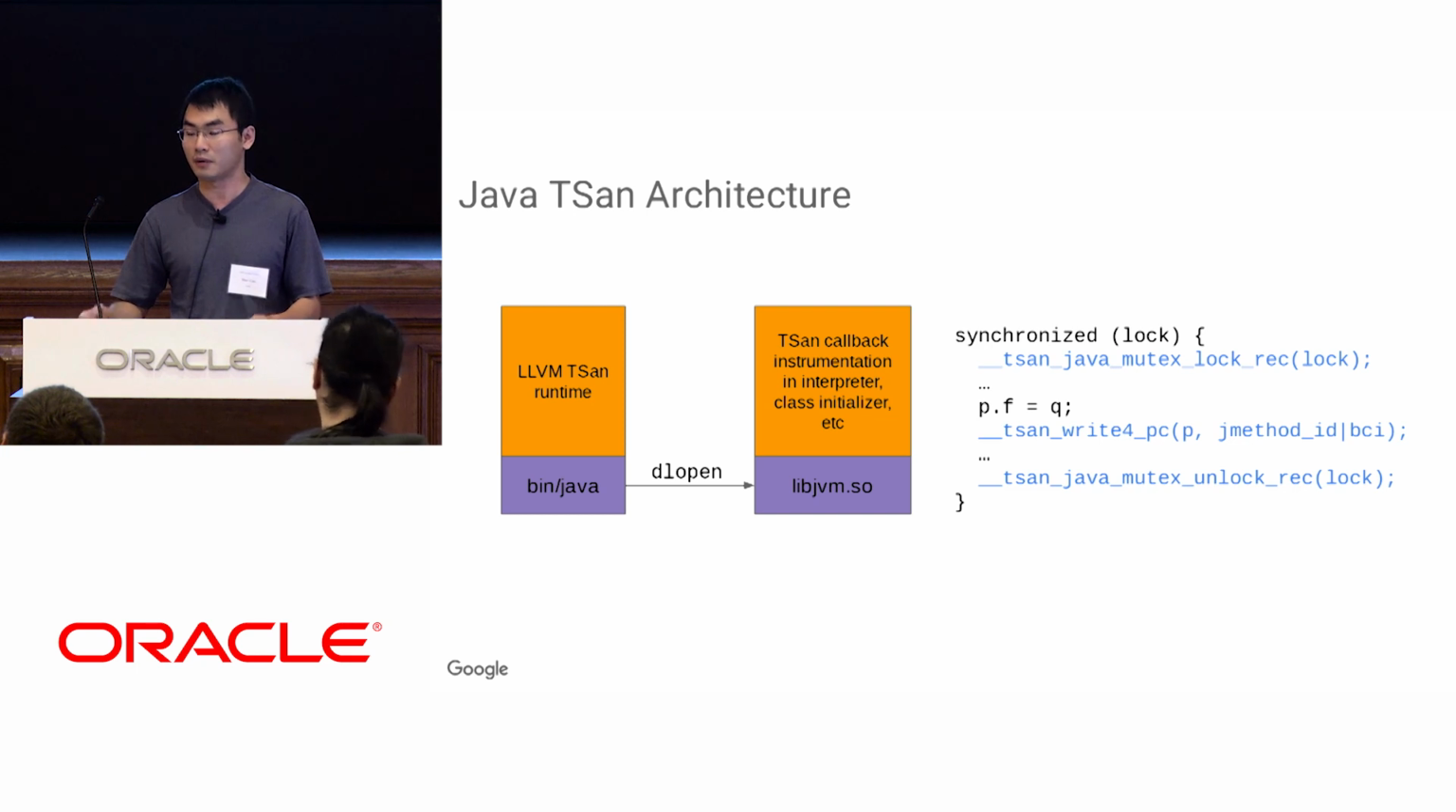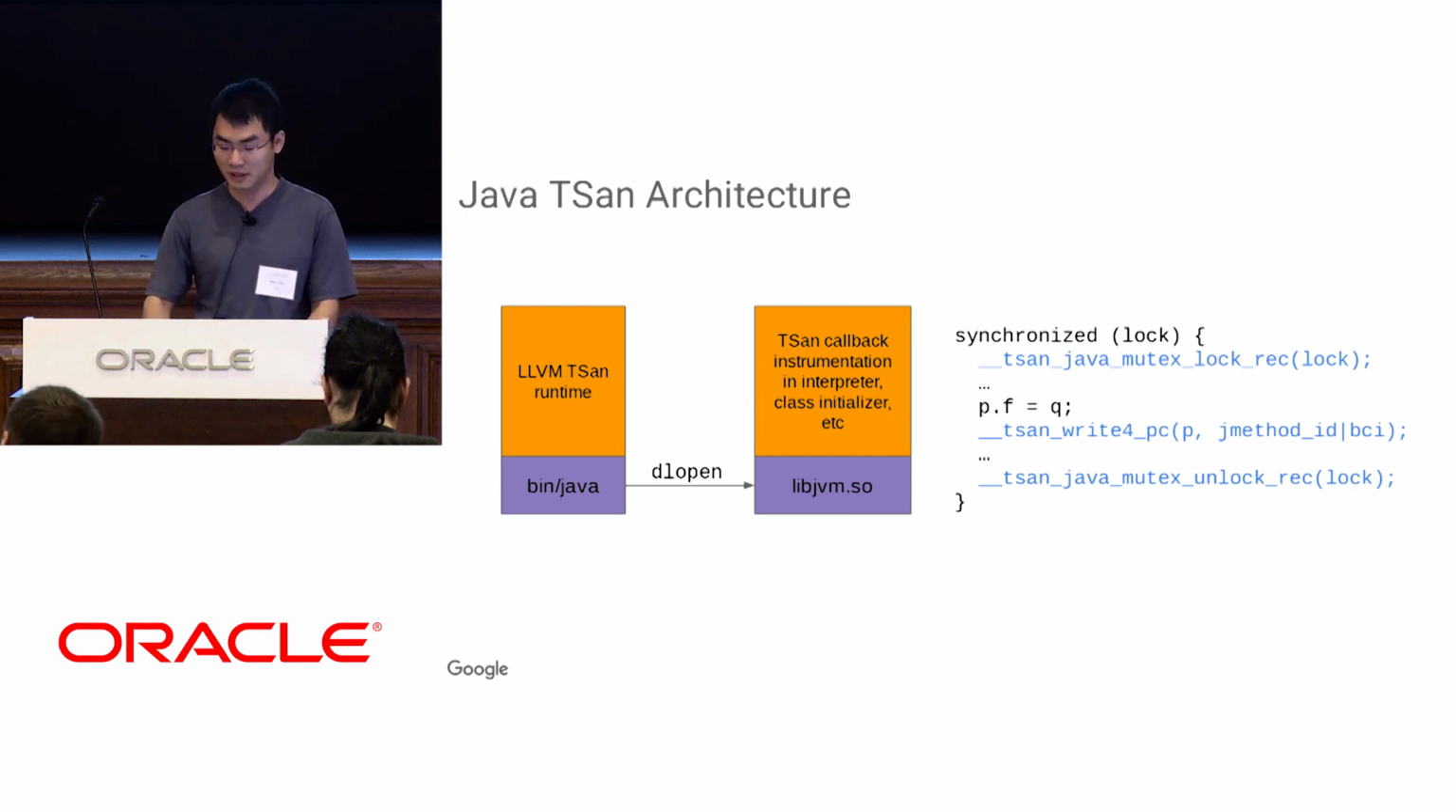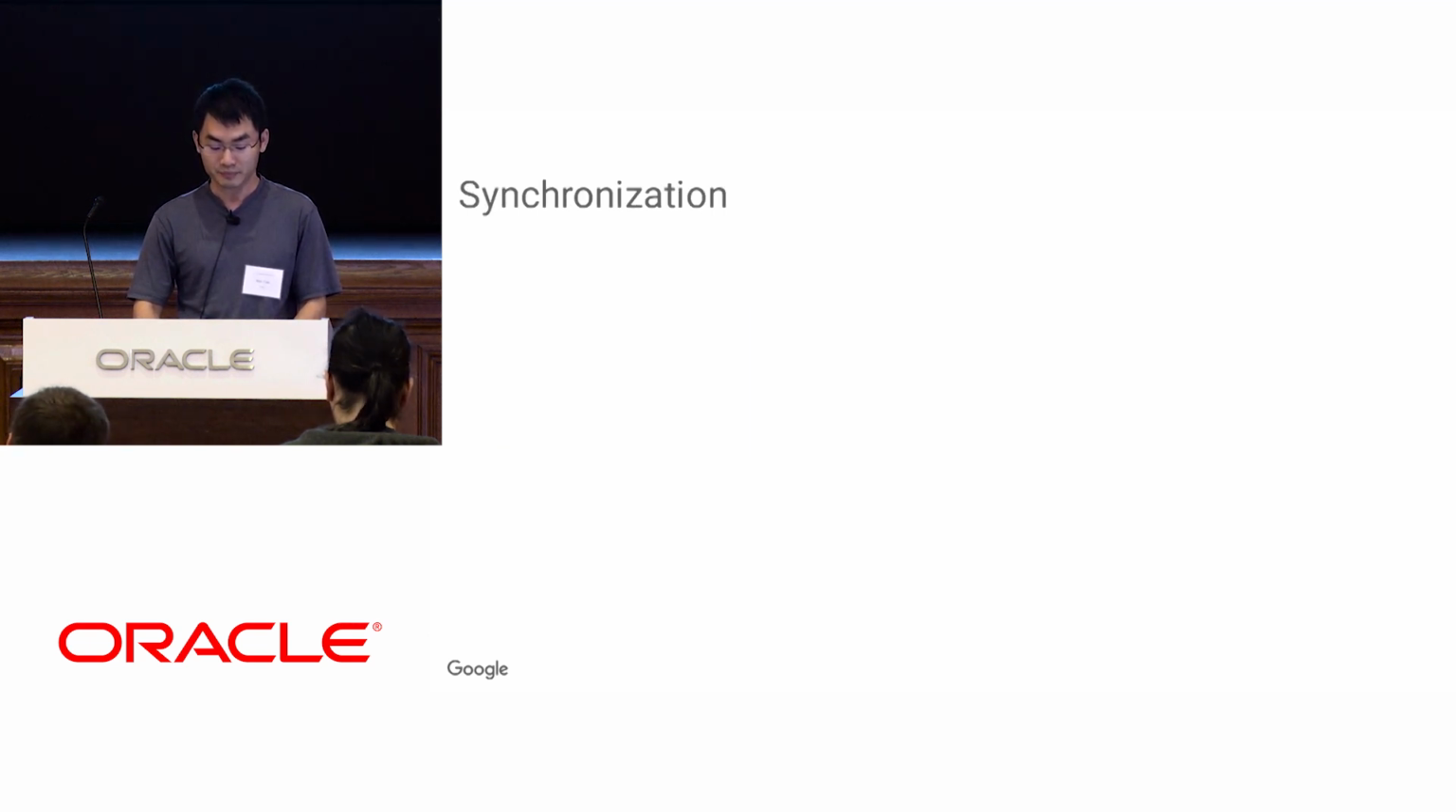It doesn't acquire any lock. It just notifies TSan there's a lock acquired from the Java side. Similarly for the write, it notifies the TSan runtime there's a write, with this method ID and BCI, which provides support for the stack trace later. And finally, it unlocks the lock and notifies TSan about that.